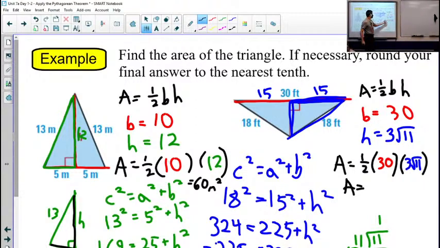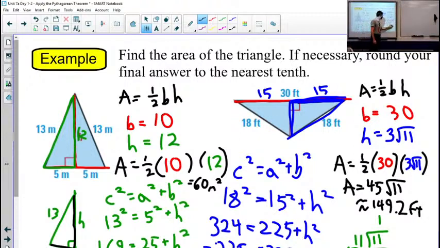So I'm just going to multiply all the stuff that's going on outside the square root. So I got half of 30 is 15 times 3 is 45. And then the 11 is all by itself inside the square root. That's the exact answer. Now it wants me to round to the nearest tenth. So I'm going to go ahead and do that. And that ends up being 149.24, and so rounds down to 149.2 feet squared. Again, the units should be squared.